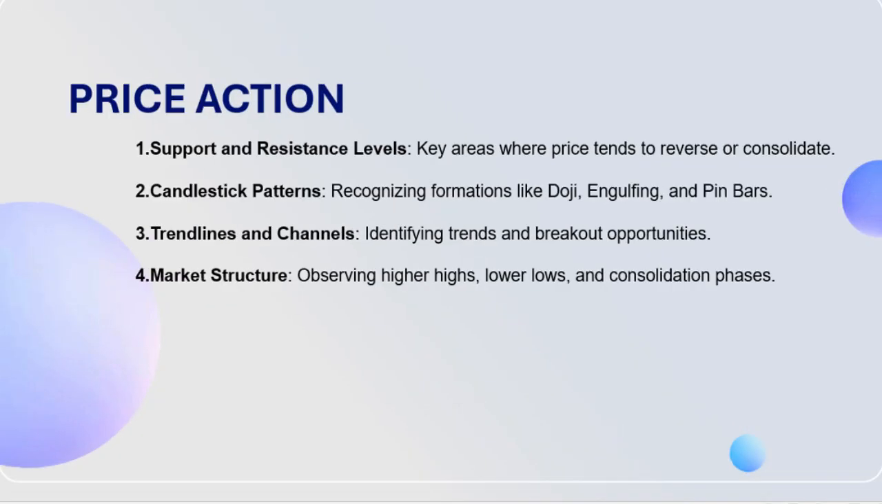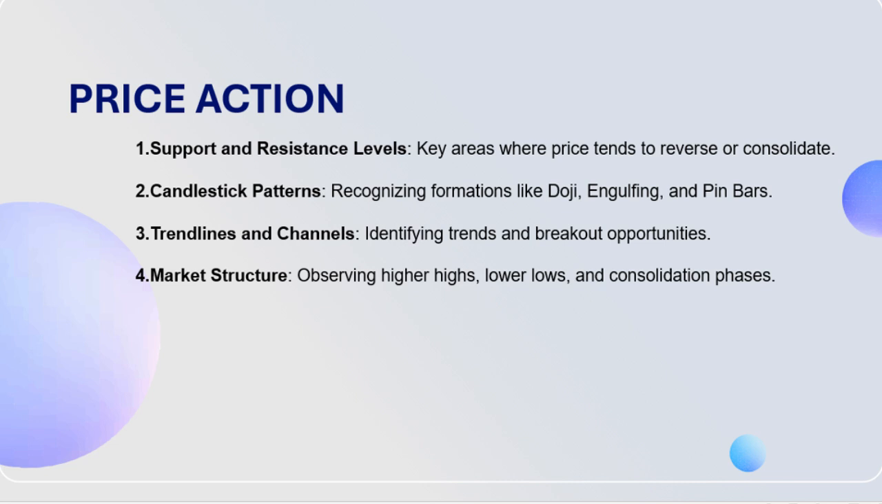The first one is price action. These are the main things in price action: support and resistance levels, candlestick patterns, trend lines and channels, and market structure. Generally, it bounces back from support and resistance levels.